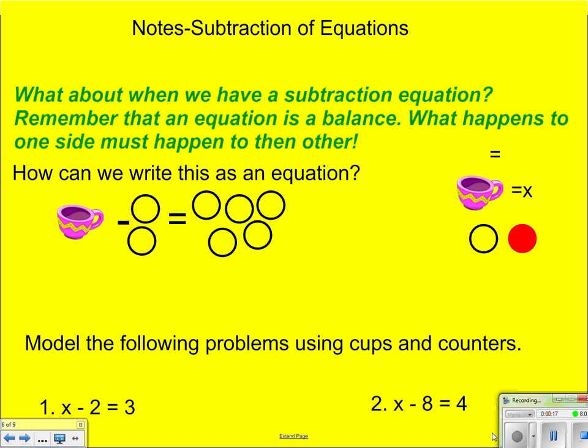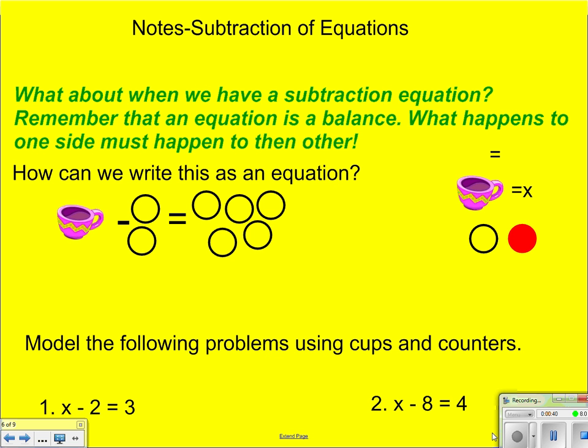Remember that an equation is a balance. It's like that balance scale. We've got to keep everything balanced. If you put something on one side, you've got to put the same thing on the other side. What happens to one side always happens to the other side. How can we write this as an equation?